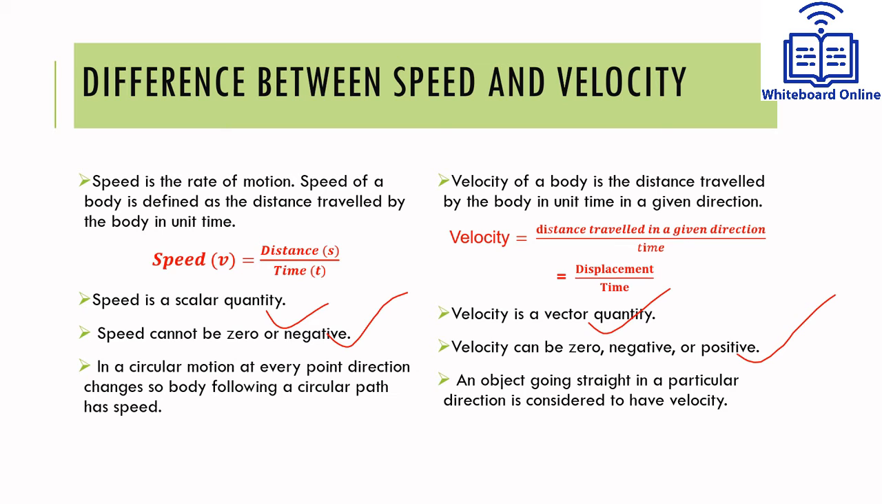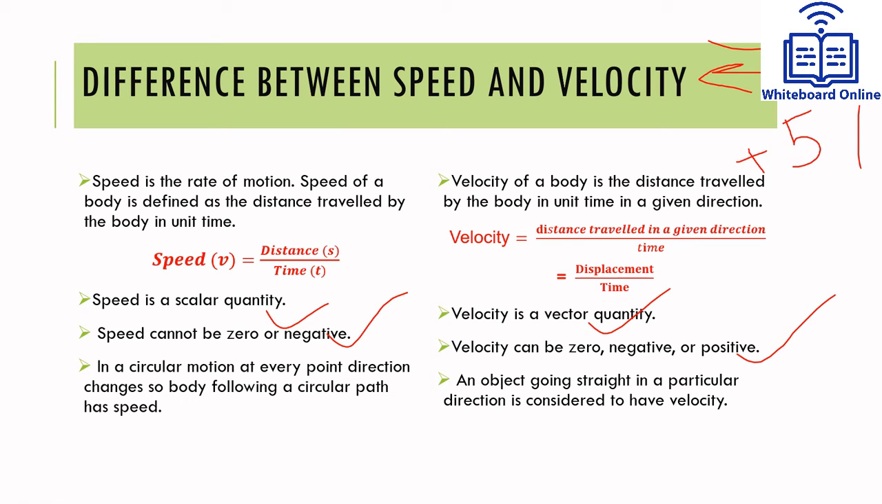How is it possible? How will velocity be negative? See, velocity can be negative if direction changes to the opposite direction. For example, if a body is moving in the positive x direction and it changes its motion to the negative x direction, then we will say earlier it was positive 5 meter per second, now it's negative 5 meter per second. Change in direction leads to a negative sign.